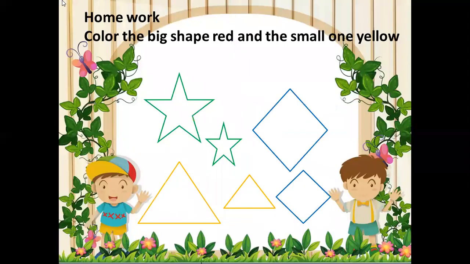Now what you will do, there is a little task for you people. Color the big shape. There are some stars, some diamonds, and some triangles. Okay, so what you will do, you will draw this shape in your notebook, in your copy, and you will color the star, the big one red and the small one yellow.